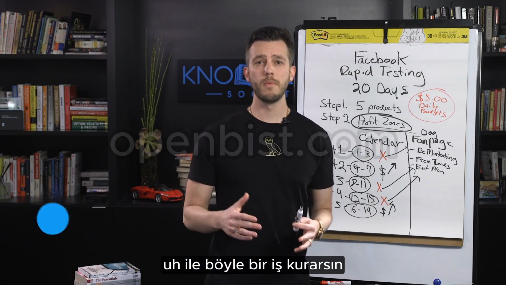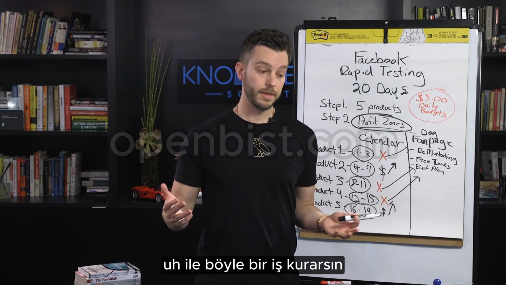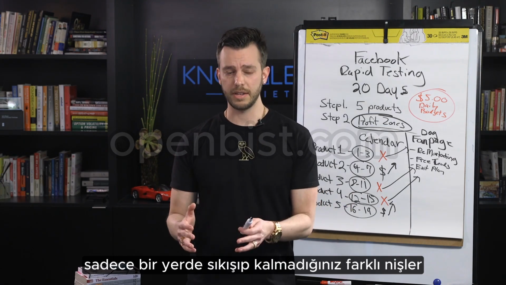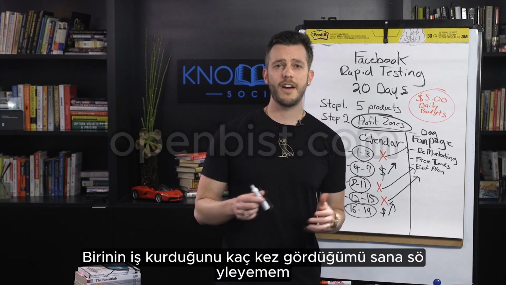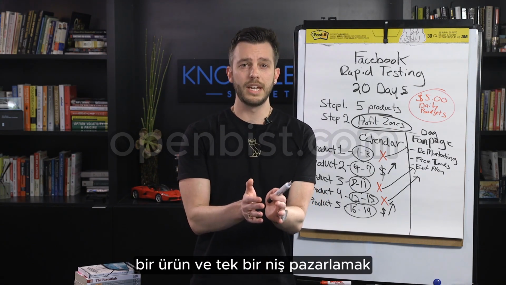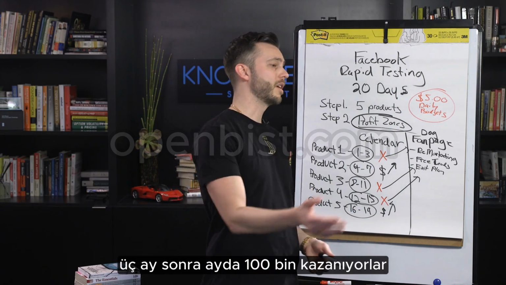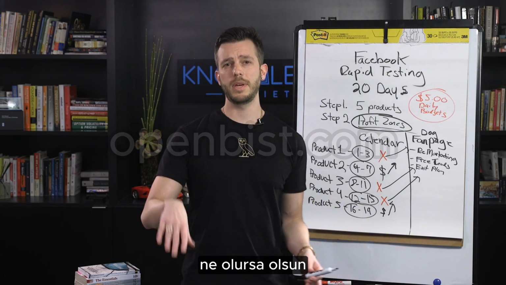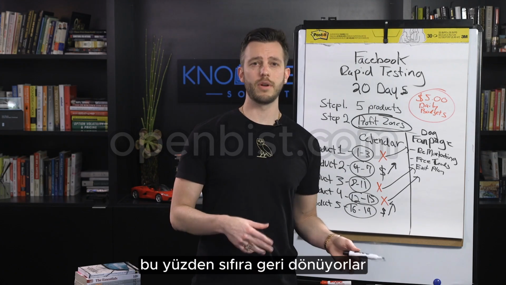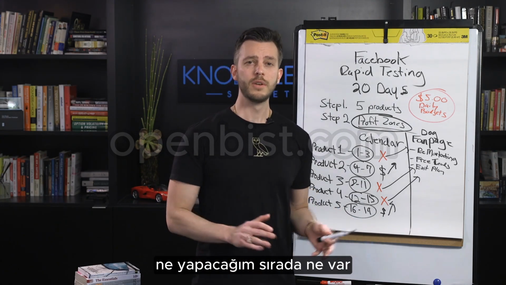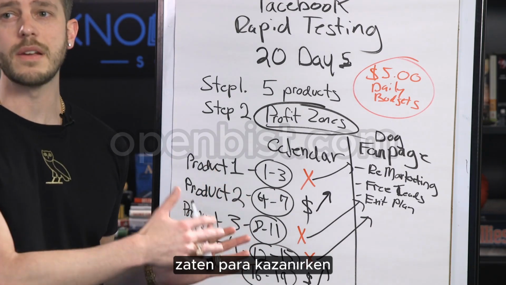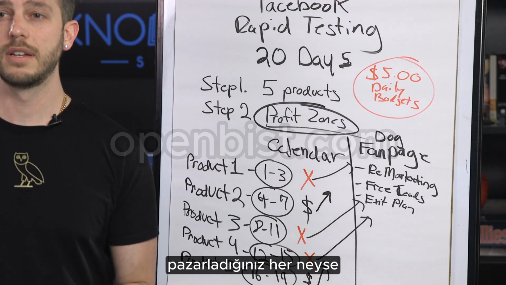And that is how you build a business with diversified profits and, of course, different niches where you're not just stuck in one place. Because like I said, I can't tell you how many times I've seen somebody start a business marketing one product in one single niche, and then all of a sudden, 3 months later, they've been making $100K a month, whatever it may be. It's just a random number. And they go back down to zero, right? So they go back down to zero and they call me and they're scrambling around like, Adrian, what do I do? What's next? What's the hottest product? Be finding what's hot next while you're already making money with whatever it is that you're marketing right now.